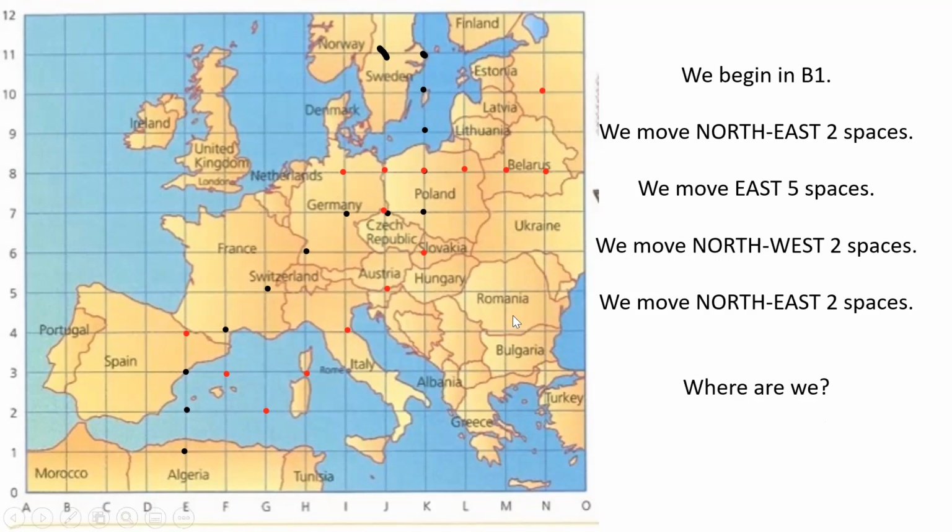So for this question, we begin at B1. So here is B, here is 1. So we begin here. We move northeast 2 spaces. 1, 2. We move east 5 spaces. 1, 2, 3, 4, 5. We move northwest 2 spaces. 1, 2. We move northeast 2 spaces. 1, 2. We are in Germany.